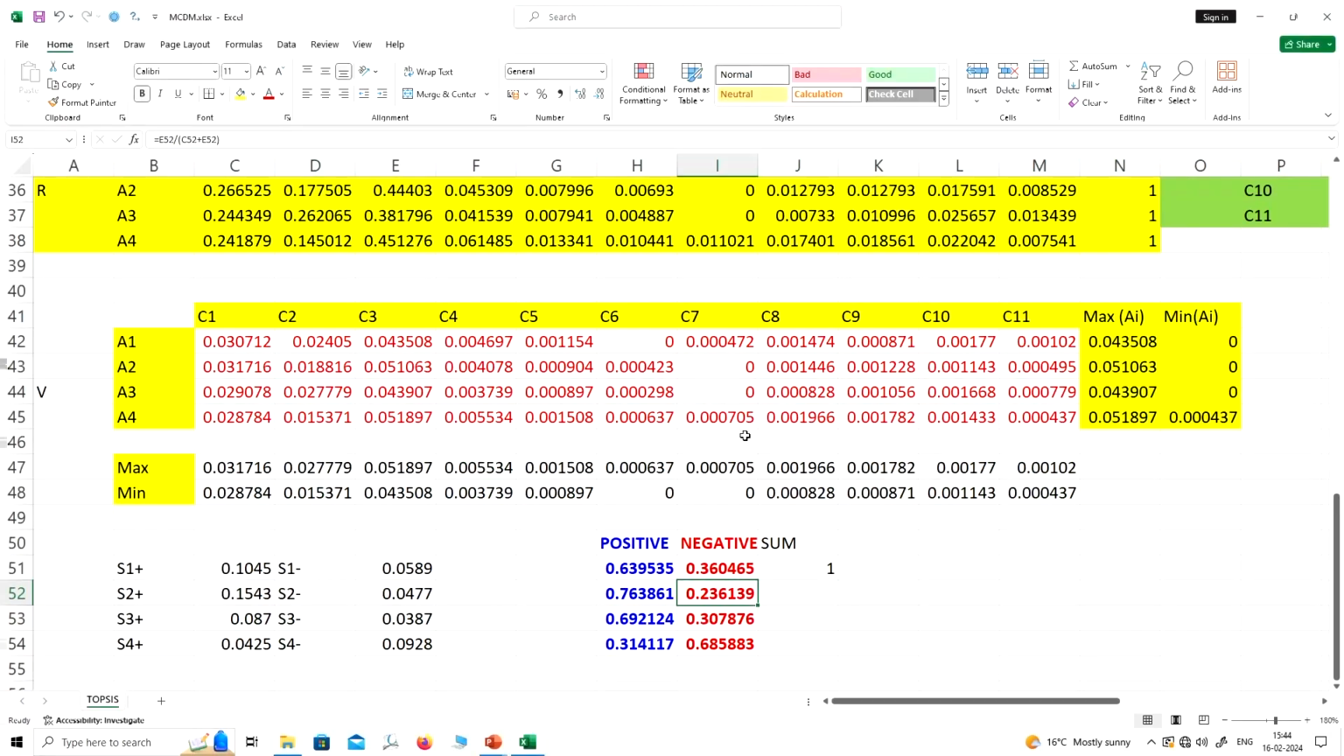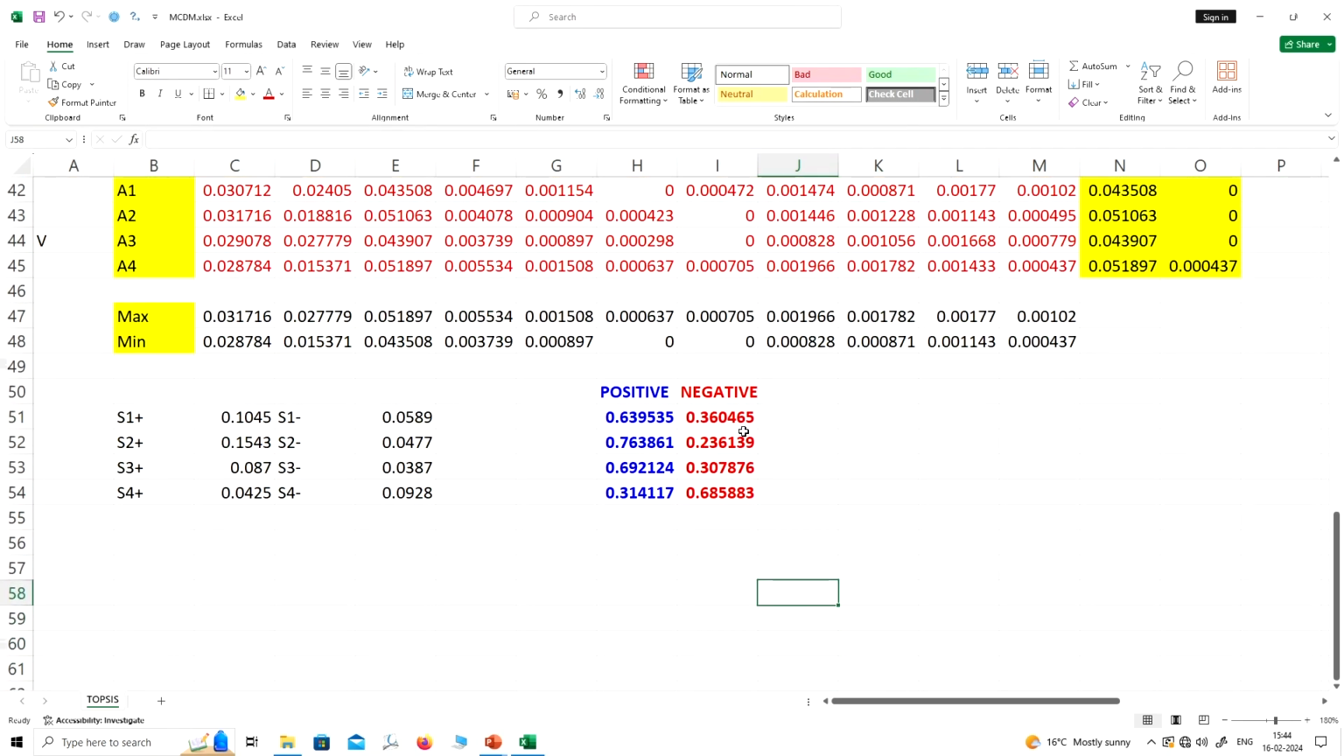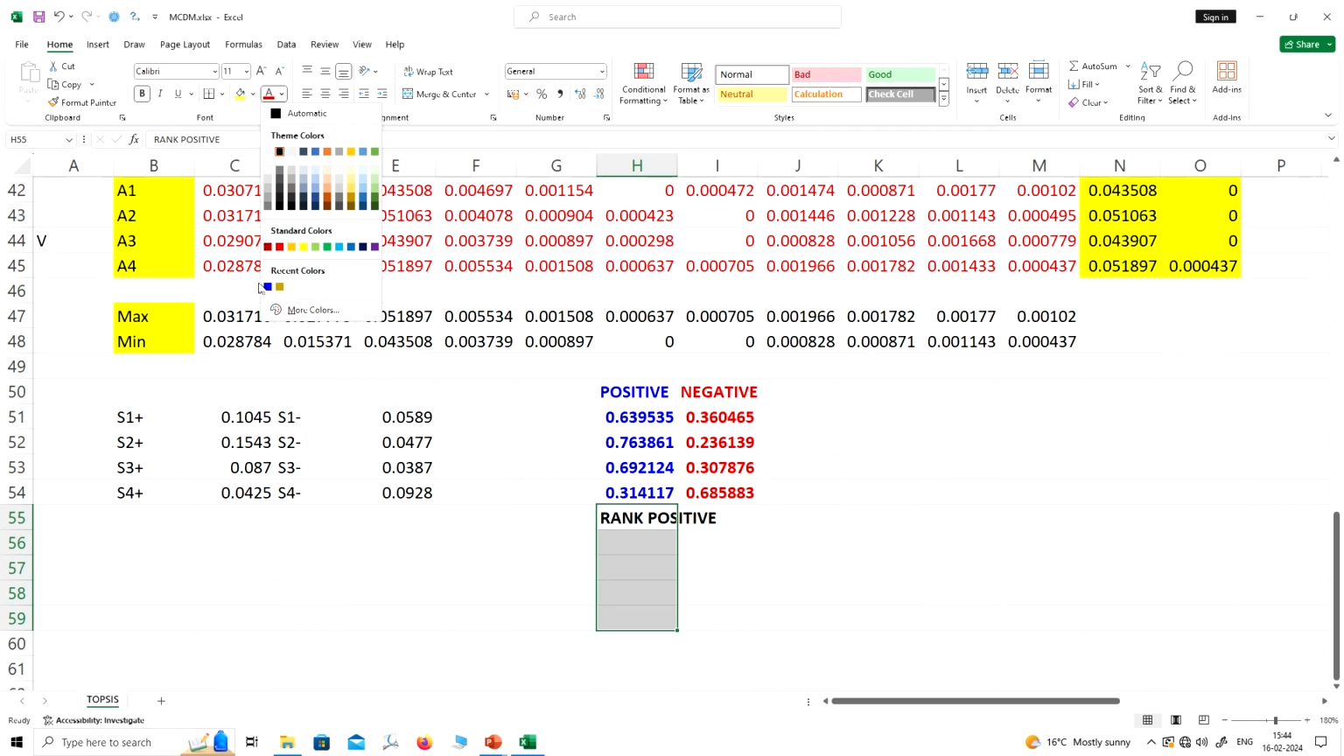Now, see, if you have noticed, based on the negative, how far it is, we had ranked them as this. So, I will rank them, rank positive. I will again mark it as blue, bold, blue.